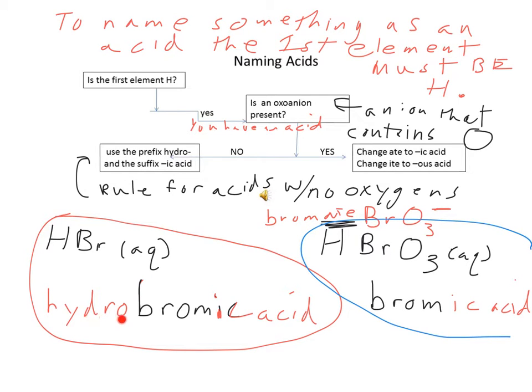Notice how similar the two names are. We have hydrobromic acid, we have bromic acid. The way you tell them apart is that prefix there. The most common mistake I see on exams is people want to overuse this hydro. Whenever you use the word hydro, you don't have oxygen present. Hydrobromic acid, bromic acid. All right, let's take a look at a lot more examples of each category.